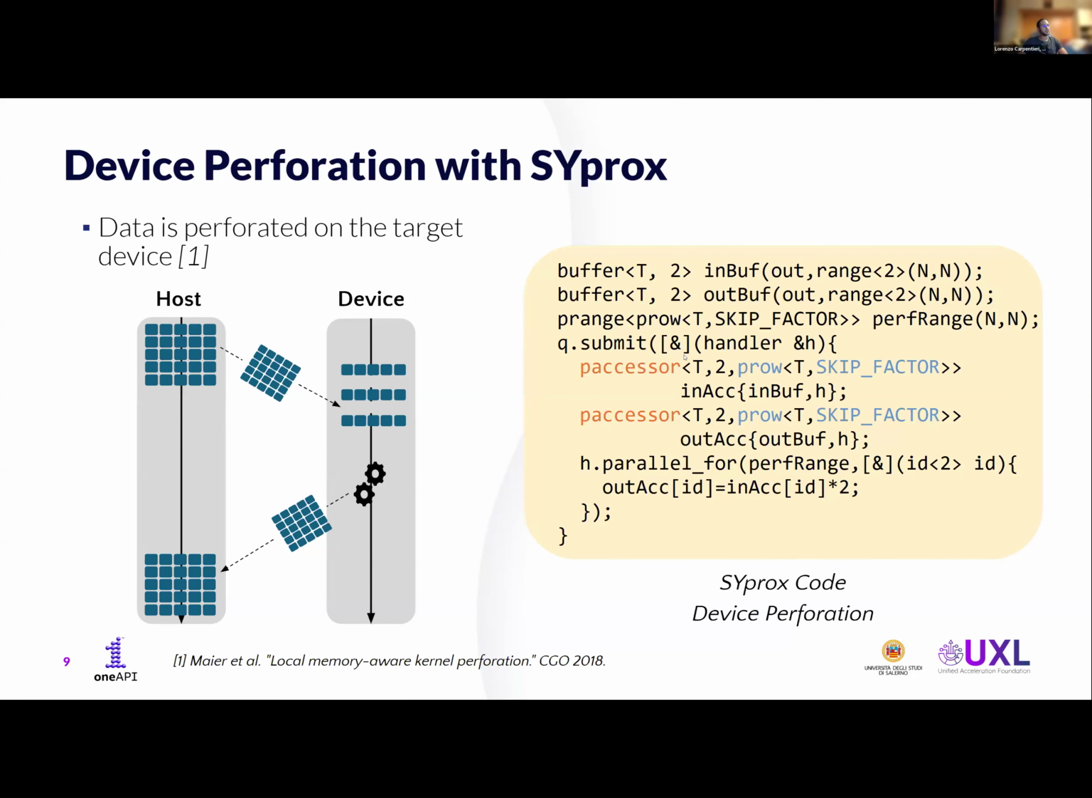So the SYprox library just needs some small changes to the SYCL application to apply approximate computing. For example, if we look at device perforation, we just have to modify the accessor with a perforated accessor. And the idea of device perforation is that we send the data from the host to the device, and then the perforation happens on the device. So the perforation is applied on demand during the computation. And after the computation, the data are sent back to the host.